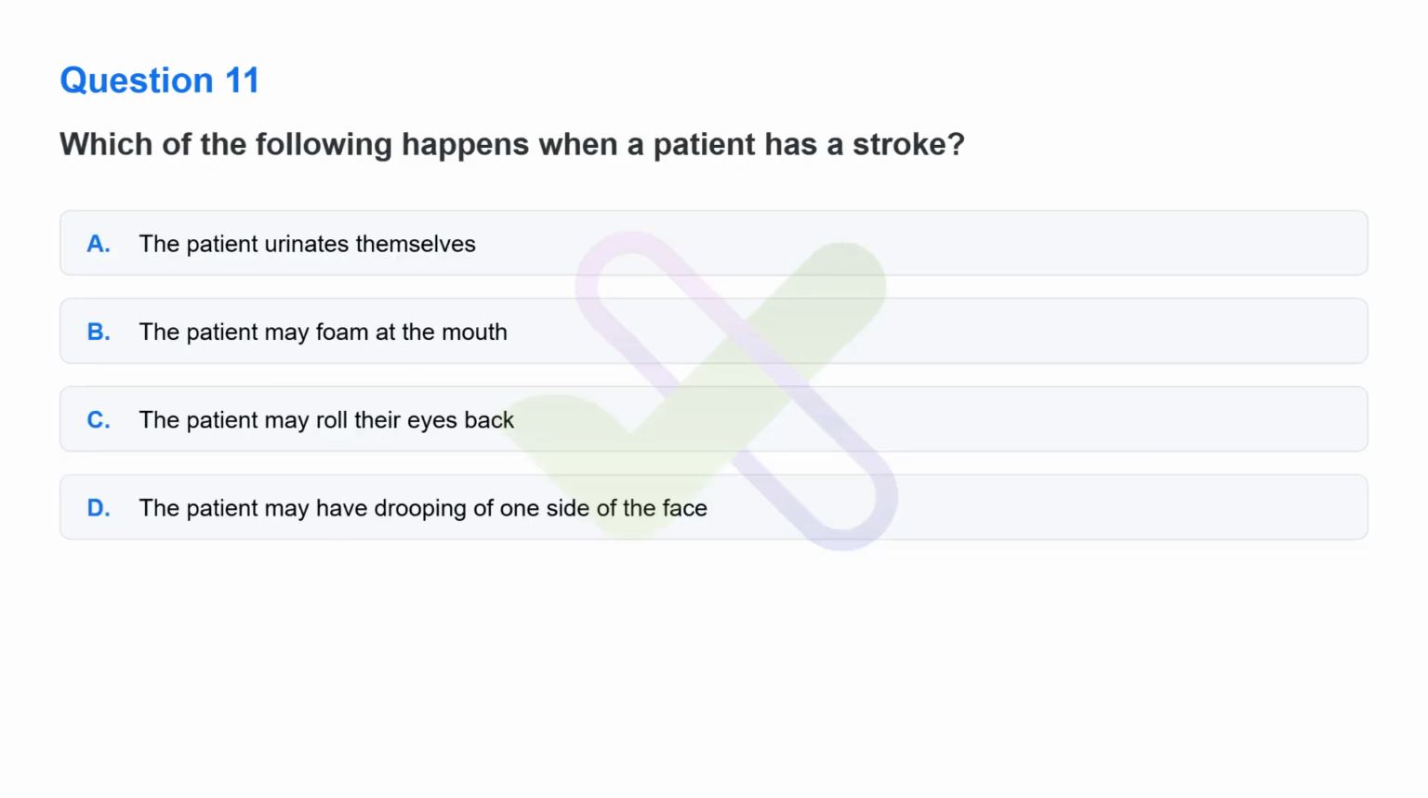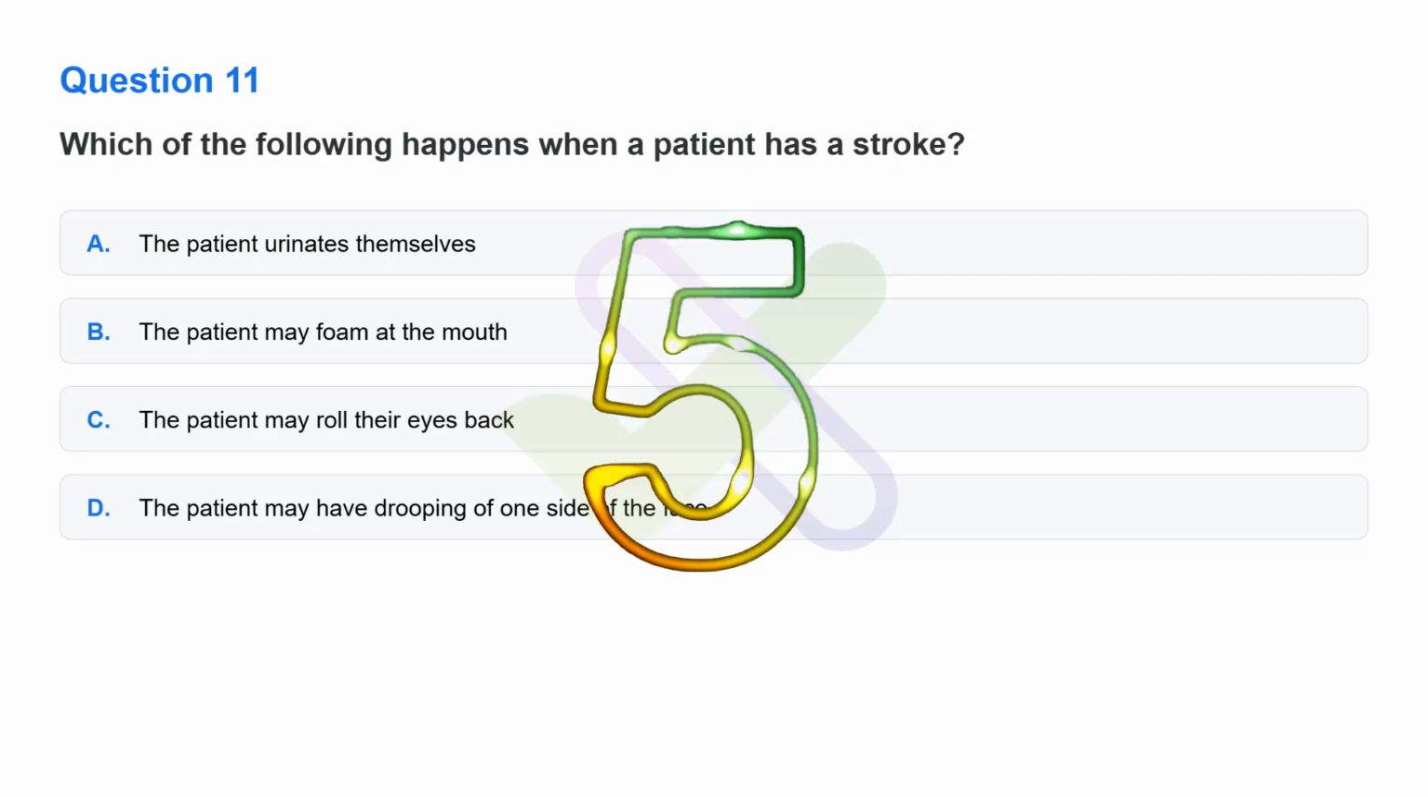Which of the following happens when a patient has a stroke? A, The patient urinates themselves. B, The patient may foam at the mouth. C, The patient may roll their eyes back. D, The patient may have drooping of one side of the face.